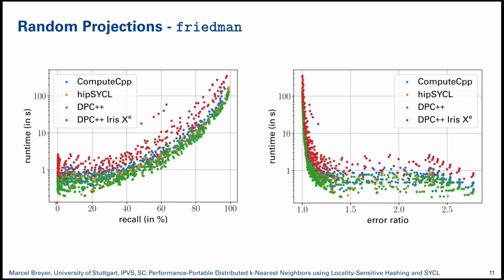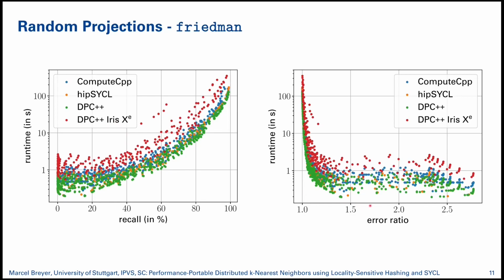As we can see, increasing the recall increases the runtime. Up until a recall of 20%, the runtime does not increase. However, afterwards the runtime increases drastically when approaching 100% recall. We can also see that all 3 SYCL implementations on the same hardware have the same runtimes. The only outlier being DPC++ on the Iris Xe Max GPU, which is arguably slower than the NVIDIA GPU.